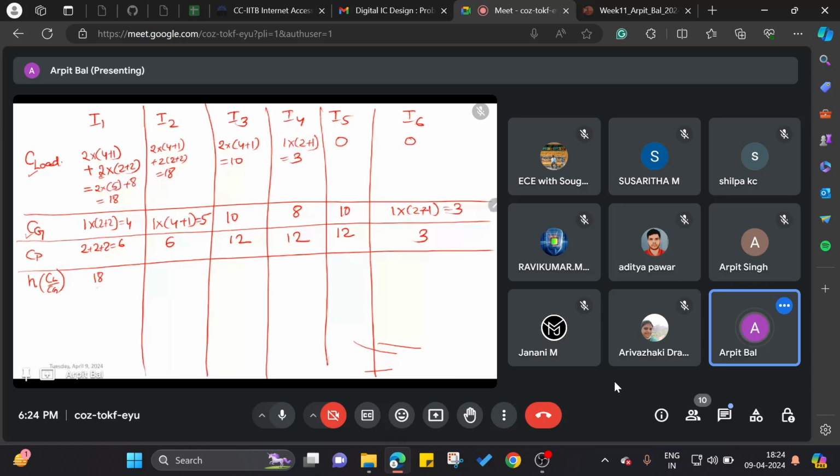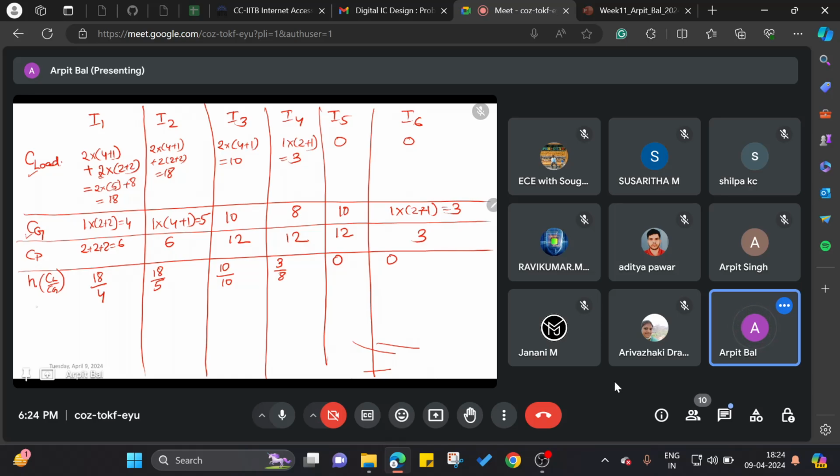So this will be 18 by 4. This will be 18 by 5. This will be 10 by 10. This will be 3 by 8. This will be 0 by 10. Okay, that's 0. This will be 0.